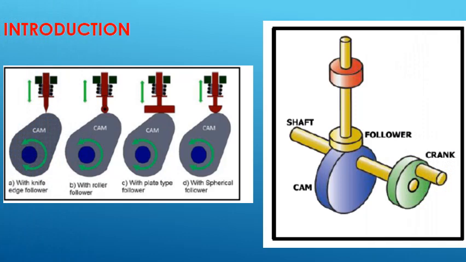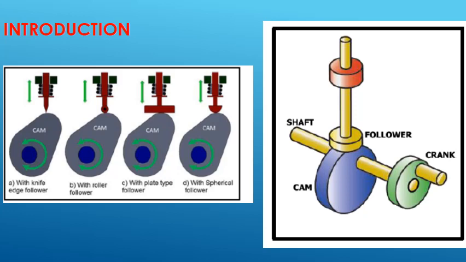If you look at the cams, first you should know the parts of a cam. A cam has a shaft and a crank. That's the shaft here, the long one. This is the crank, that's the follower, and this is the cam. When you move the crank in a rotational direction, the cam is going to rotate, and because of the rotation of the cam, the follower is going to go up and down.